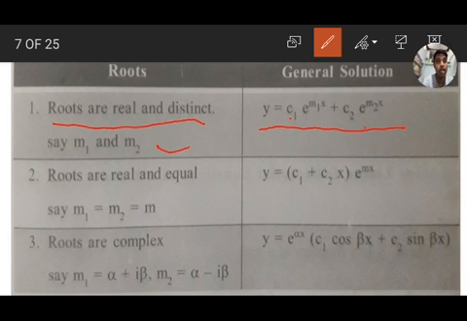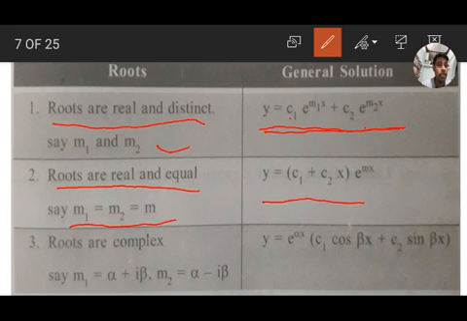If the roots m1, m2 are real and different, then the general solution is of the form y = c1 e^(m1x) + c2 e^(m2x). Then the second case: if the roots are real and equal, that is m1 = m2 = m, both are equal and we take it as m, then the general solution is y = (c1 + c2x) e^(mx), if the two roots are equal.